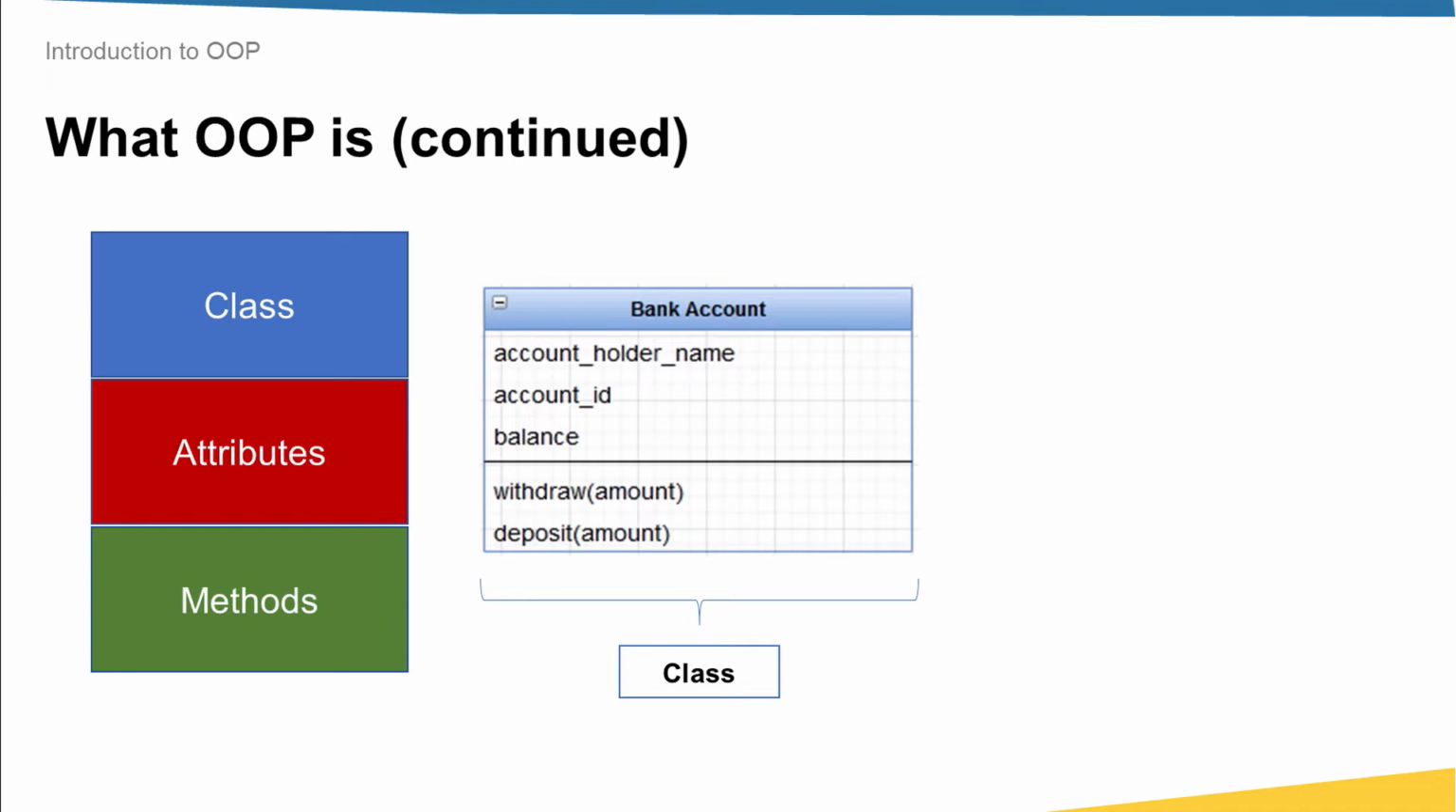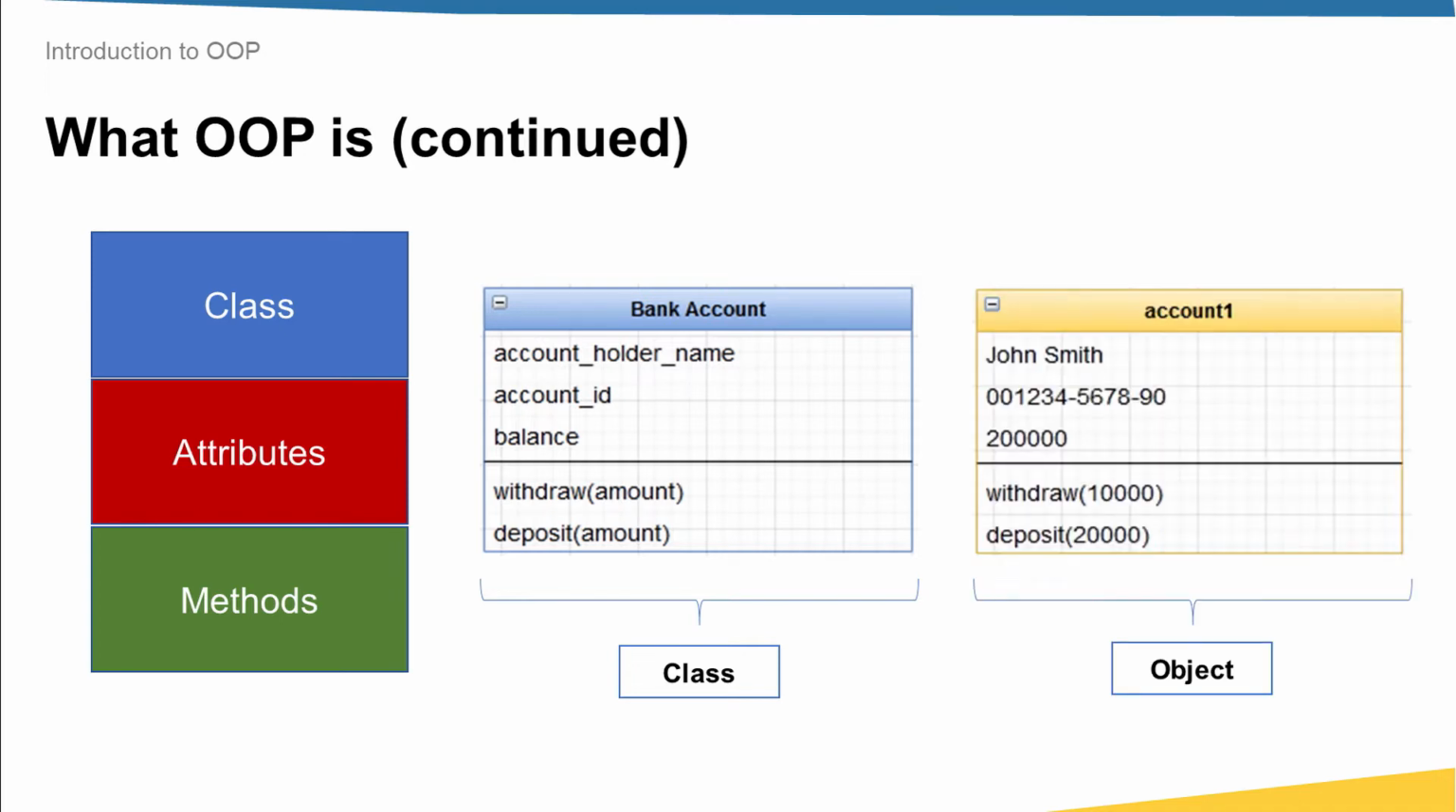And we said, when I have a new class, or in other words, a new blueprint or prototype, I will be able to create as many objects as I want from this class. So let's say from this bank account, I will define an instance or an object, named account1, and I have to specify real values for the attributes of that object, like John Smith, etc. And once I have a real instance from my class, I can use the methods of that class to handle and process the attributes of the object.